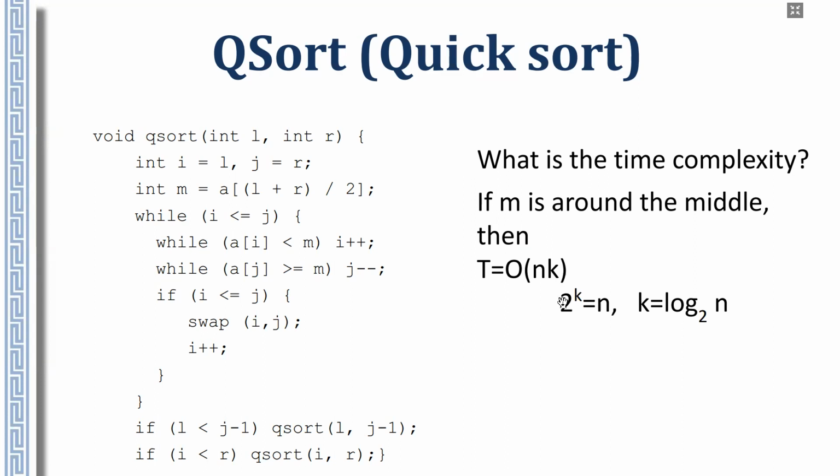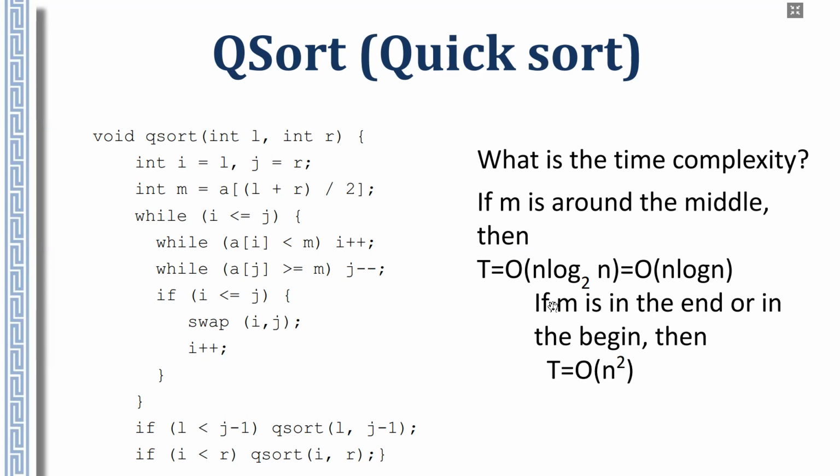So k is such that n over 2 to the k is 1. It means that 2 to the k is n. And by definition, k is log n base 2. So the complexity is n log n. Let me remind you that we can just skip the base of the logarithm, because changing the base of a logarithm, if it is constant, is just multiplication by a constant. That's why we can just write n log n.